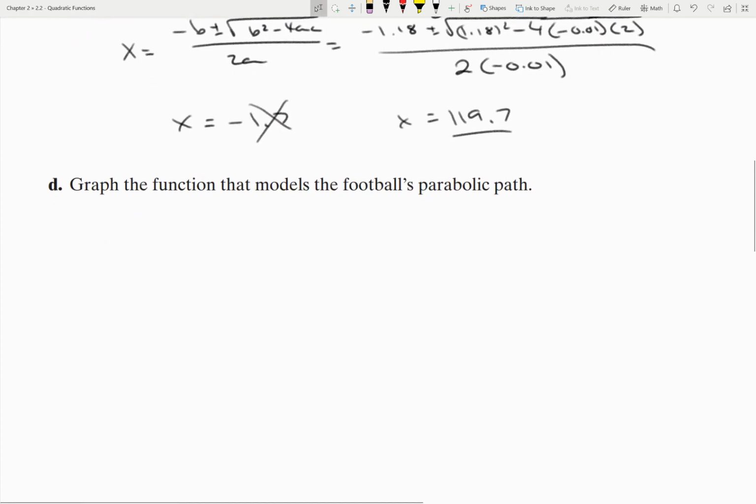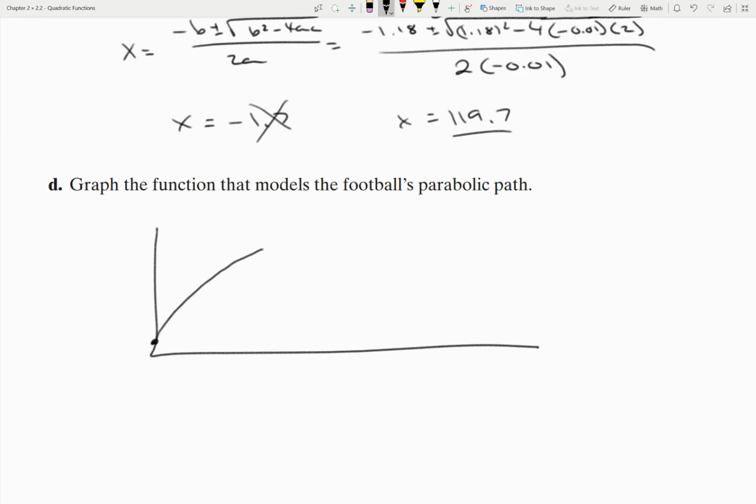Okay. And so to graph a function, all right, we're not going to make this perfect here, but to graph a function that represents this football's parabolic path, its y-intercept is 2, right? And then what's going to happen is it's going to go up and it's going to come back down. The vertex is going to be the point 59 and 36.81.